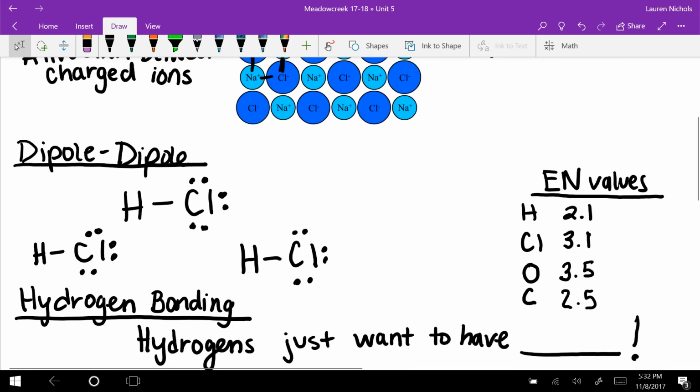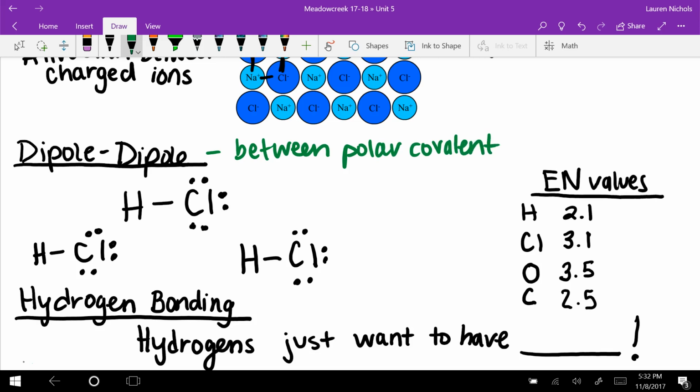The first one we're going to talk about is dipole-dipole forces, or attraction. These forces are going to be between polar compounds, so polar covalent compounds. One way we can look at that is if we look at HCl. To know whether or not something is polar covalent, we need to look at its delta electronegativity values. If we look over here on this little box, we see that chlorine has a stronger, or higher, electronegativity than hydrogen.